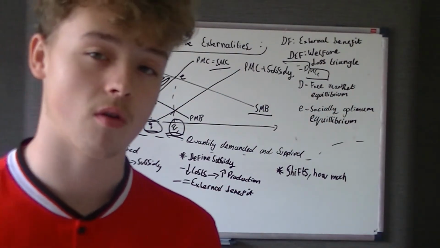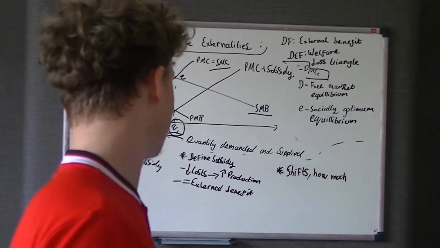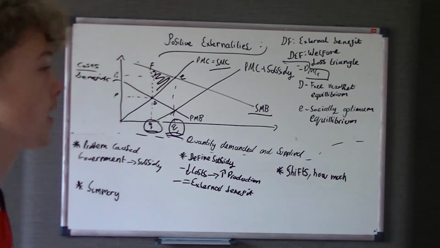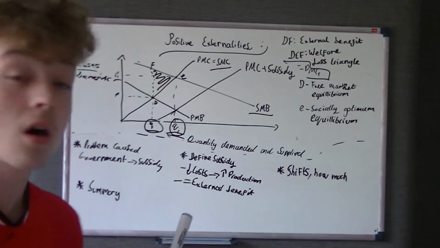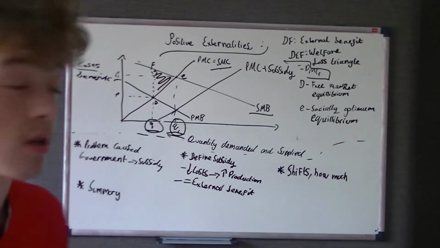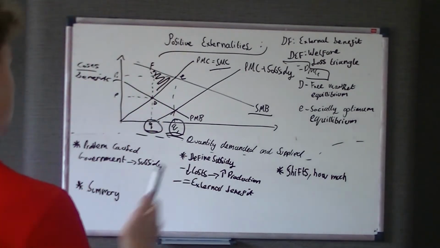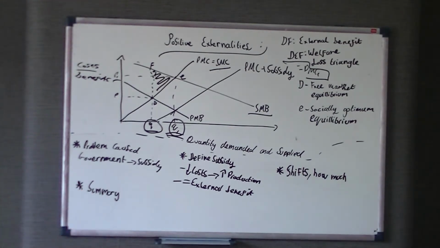And then your next paragraph is... Oh, great. Oh, God, I've done it again. Right. So, your second paragraph is define subsidy, it lowers the costs, increases the amount of production, it should be equal to the external benefit. And then the next paragraph is it shifts by how much from PMC to PMC1. Oh, great. I thought I missed out something.